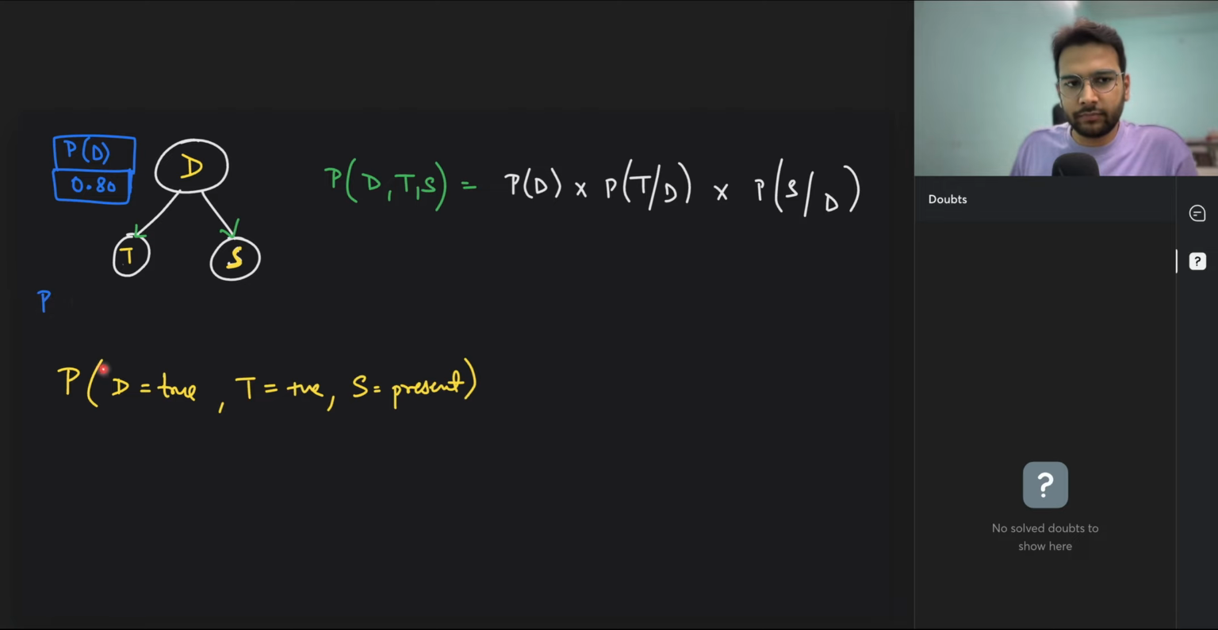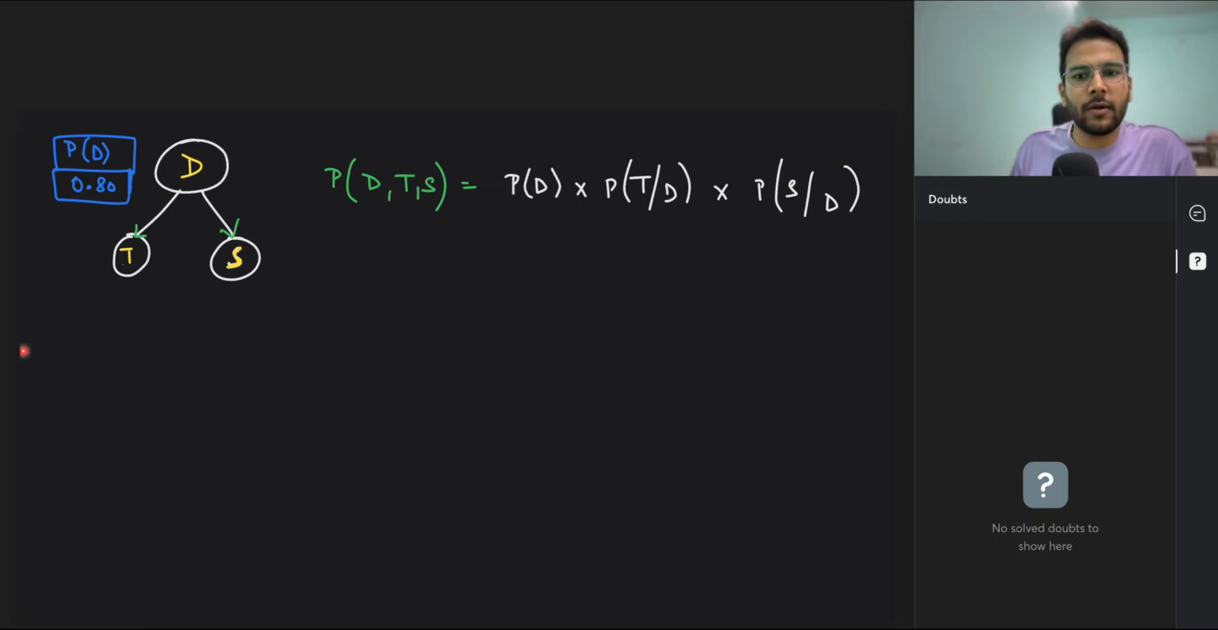Probability, let me just utilize this space. Let me just erase this one. I will be writing it again, okay? Because I have to write a lot of things here. Carefully see this. So I'm talking about this test here. So let's say this is given to you. Probability of test is positive.